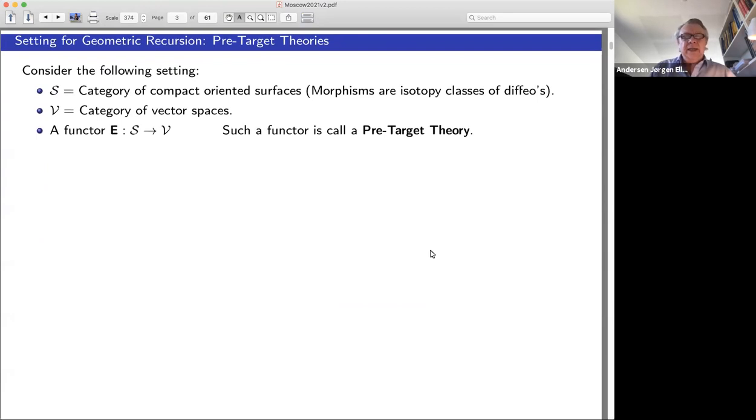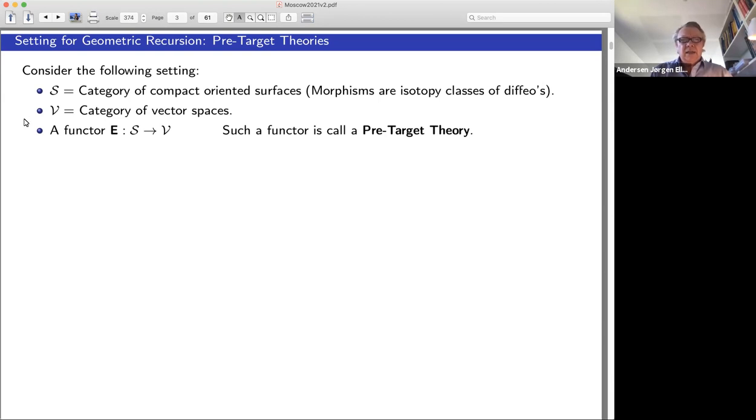So the setting I want to tell you about is something called pre-target theories. So a pre-target theory is the following. First, I consider S here, which is the category of compact oriented surfaces. And the morphisms in this category are isotopy classes of diffeomorphisms. The target category of the functor is the category of vector spaces. So I'll try to give you a mild version first and then gradually get into the precise definition.